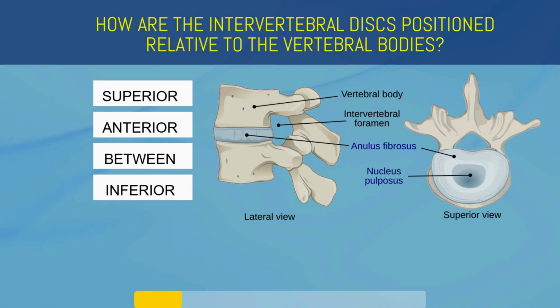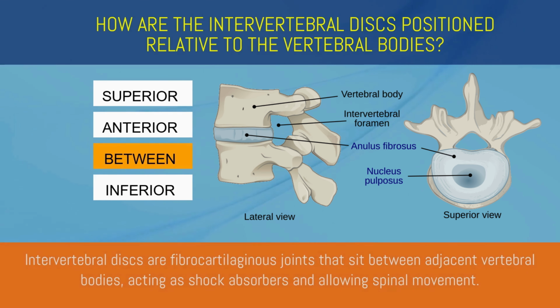How are the intervertebral discs positioned relative to the vertebral bodies? Superior, anterior, between, or inferior? Between. Intervertebral discs are fibrocartilaginous joints that sit between adjacent vertebral bodies, acting as shock absorbers and allowing spinal movement.